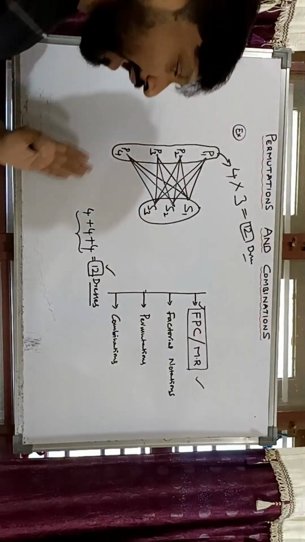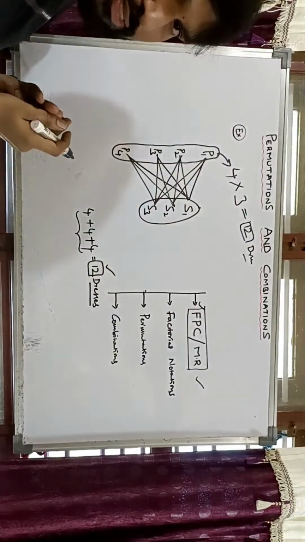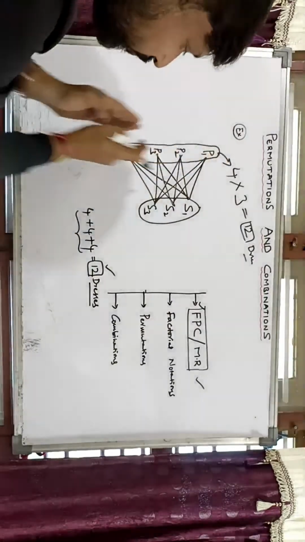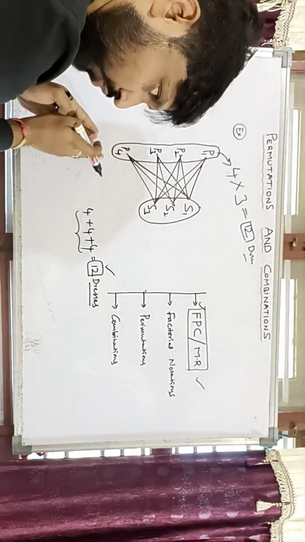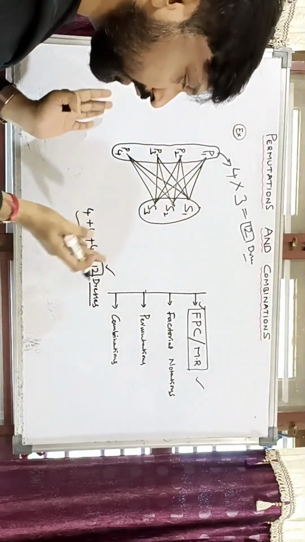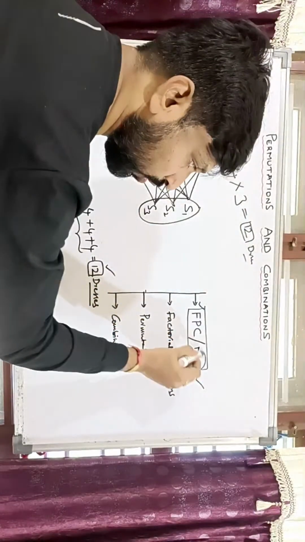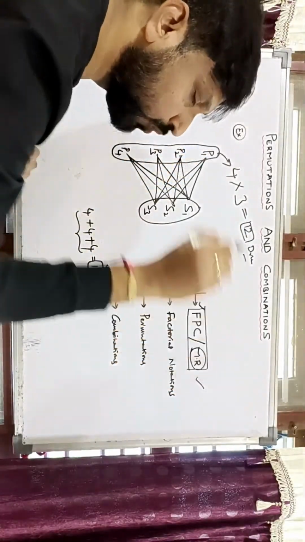So instead of adding like this, we are going to multiply. The number of pants, that count, and the number of shirts, that count. If you multiply these two, you are going to get 12 dresses. That's what we also call the multiplication rule.